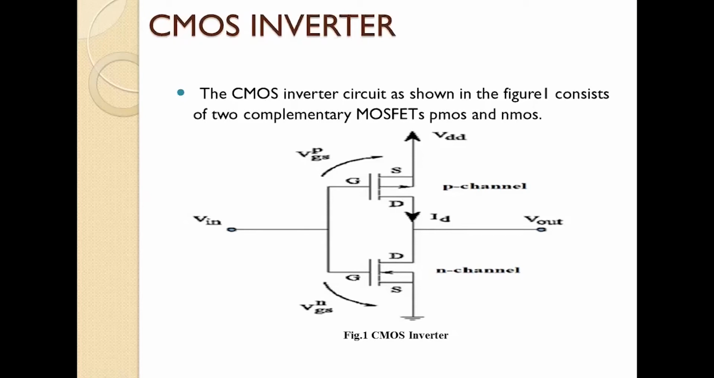So now, what is the meaning of inverter? CMOS means complementary metal oxide semiconductor. Inverter means, whatever you apply across your input, it will give the inverted output.